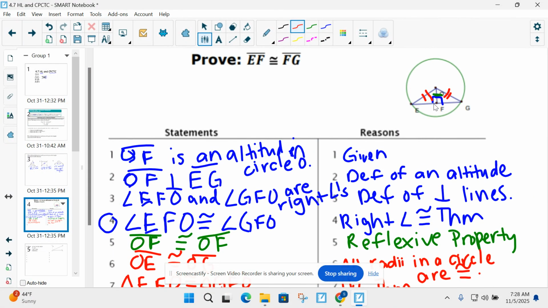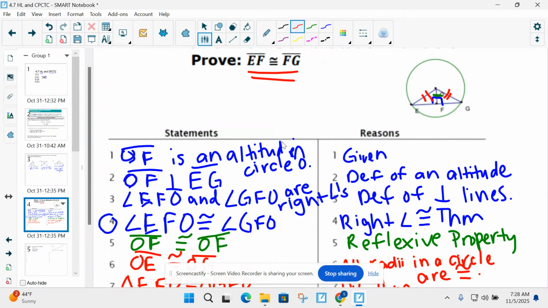So you might think that, okay, because this is an altitude, it also splits EF and FG in half. Well, that's not necessarily true. It is true here because this is a circle, but we're proving this property of an altitude in a circle. You're going to learn more about properties of altitudes and circles when we learn about circles in chapter 10, but we have proven this property now.